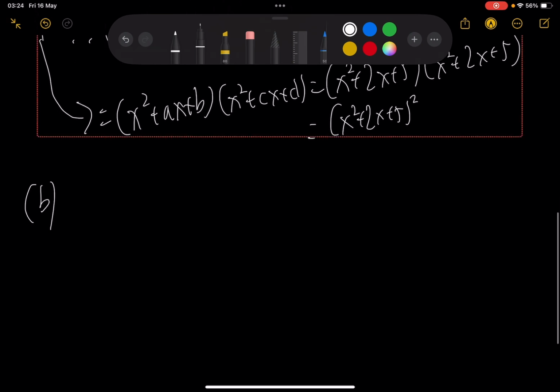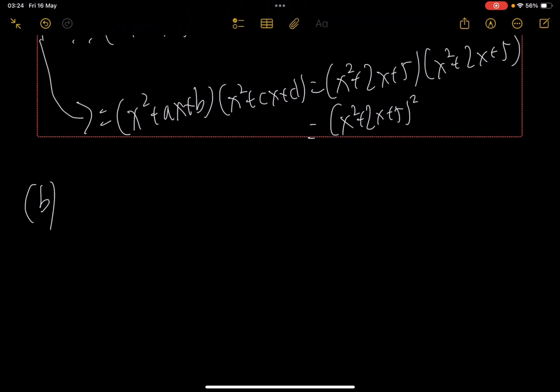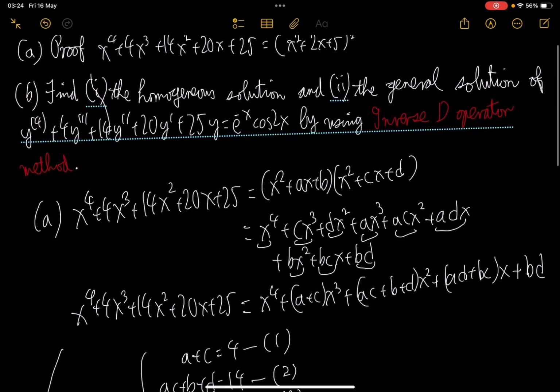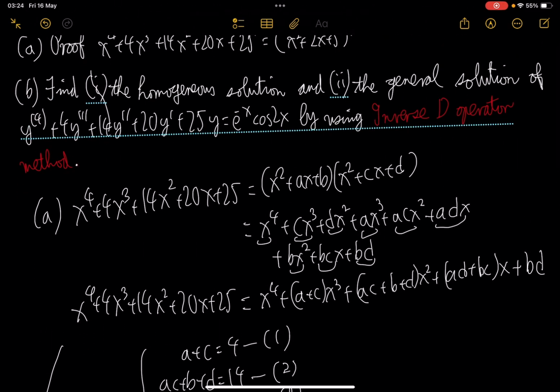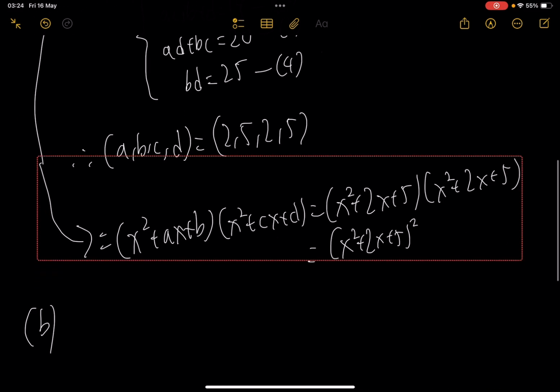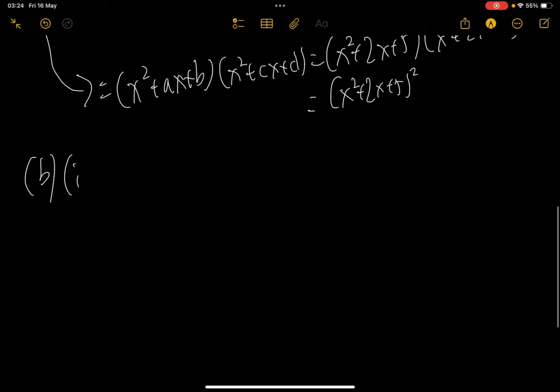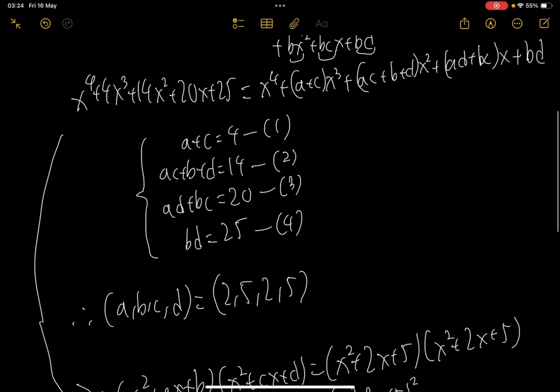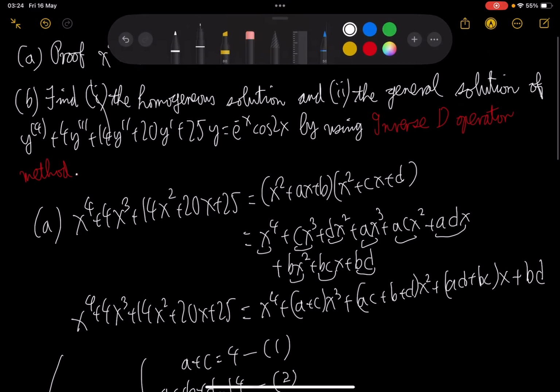Secondly, we are going to solve this fourth order non-homogeneous differential equation by using the inverse D operator method. We have two sessions. I'm going to write it as the first session. We have a line here.